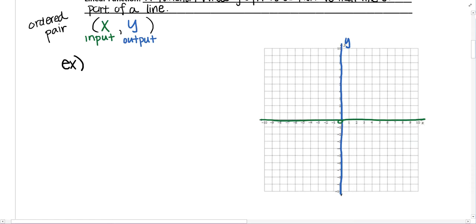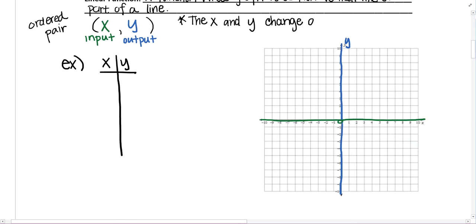Alright, so let's do an example of a linear function. One way that you can tell something is linear is by looking at a t-table. So I'm going to give you a t-table of points. One way that you can tell something is linear is that the x and y both change at a constant rate. Okay, so I'm going to add that to this definition up here. The x, which is the input, and the y change at a constant rate. And that's what creates the line.